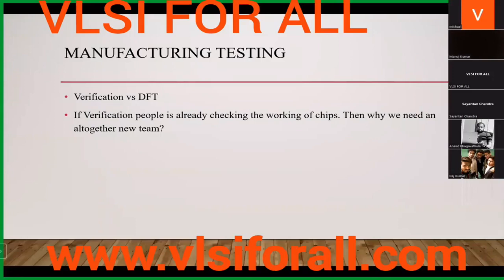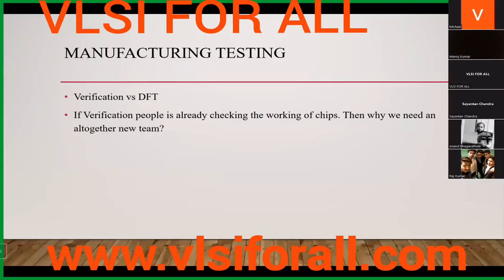Okay, anyone else have any different answer to this question? Okay, I'll go ahead. One part is that verification people are doing functional verification, checking whether my chip is functionally working or not, and DFT people are testing the manufacturing faults. That is something all of the people who answered said as well. But what is DFT giving extra?